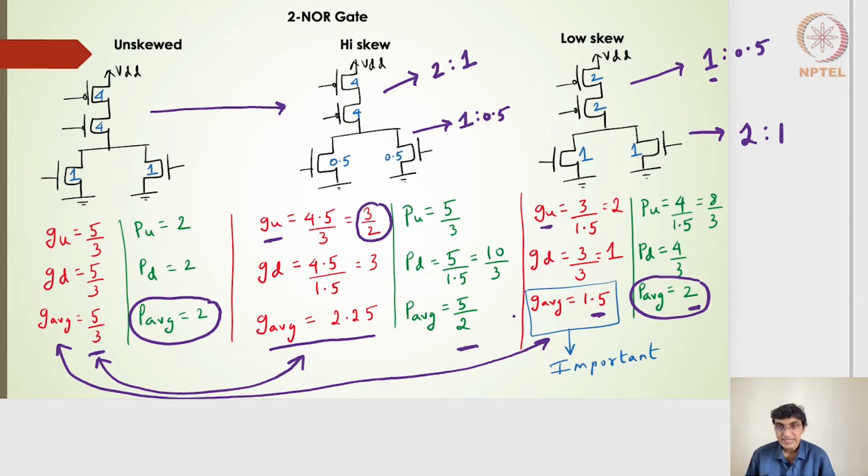The logical effort, there is an advantage for the low-skew 2-input NOR gate, because the logical effort is less than that of an unskewed 2-input NOR gate. So this becomes a very important circuit, and in most memory designs, we will have to use 2-input NOR gates or multiple-input NOR gates. In that case, it is always preferred to have a low-skew 2-input NOR gate, just because this logical effort is less, and thereby my overall delay will be less. Alright, hope this is clear to everyone. Moving forward.